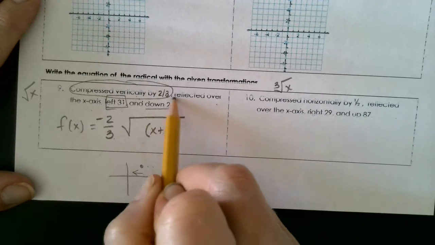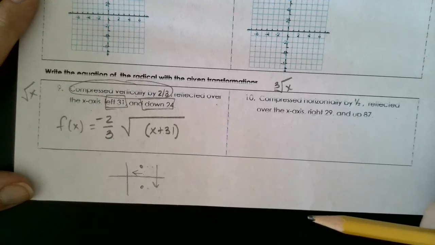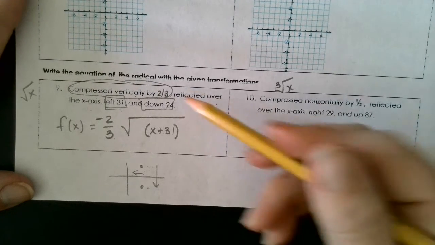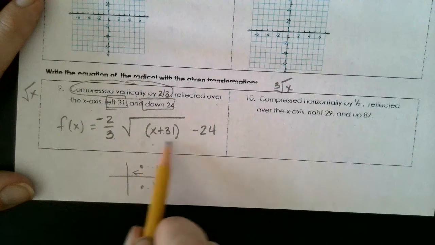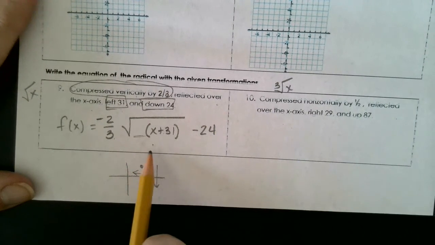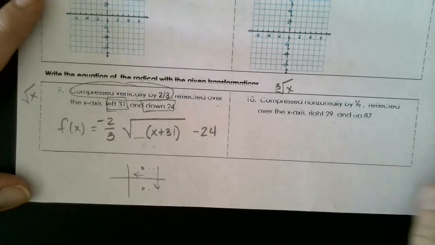And then it's going down 24. That affects the y values going down, so it's going to go outside of my radical, and I'm going to put it as it looks. It's down, so it's going to be a negative 24. I don't really need the parentheses since I didn't have a b value in here. You can have them, you cannot have them. It really doesn't make that much of a difference.